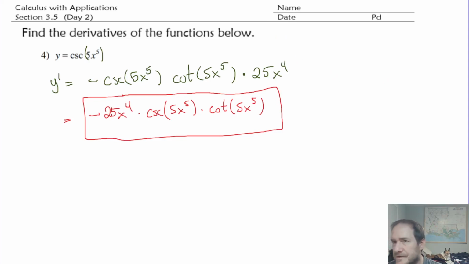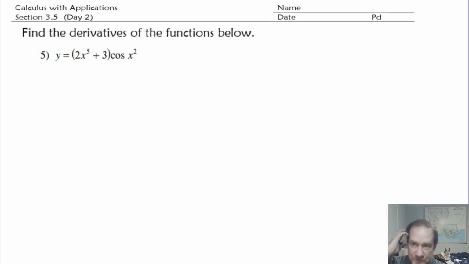So looking at 5. Alright, so 5 is finally pretty significantly different from the others. For sure you should look at this and say that this cosine, we're taking the cosine of the x squared. Then looking at the whole thing, you should see that what we've got here is this polynomial, 2x to the 5th plus 3, times the cosine of x squared. So this thing for sure we need to treat as a product rule problem.